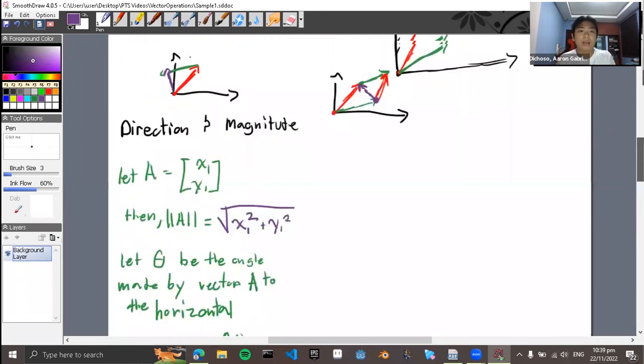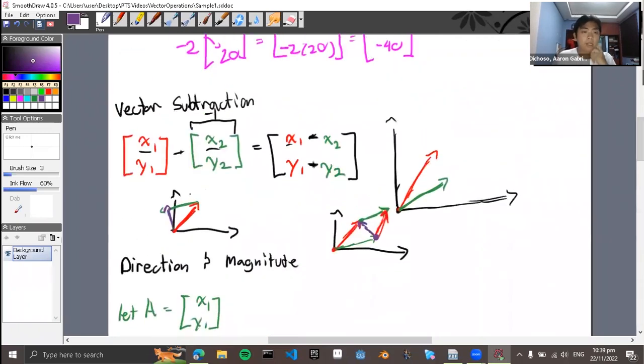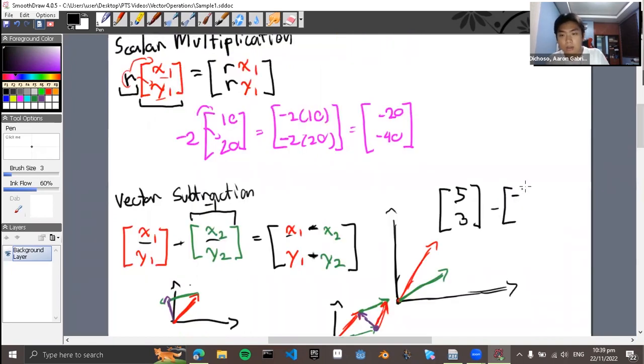Next, we would have direction and magnitude. Okay? Try natin example para lang mabilis. Let's say (5, 3) minus (-4, 10). Your equivalent vector here would be 5 minus -4, so 5 plus 4. 3 minus 10, so it would be (9, -7).